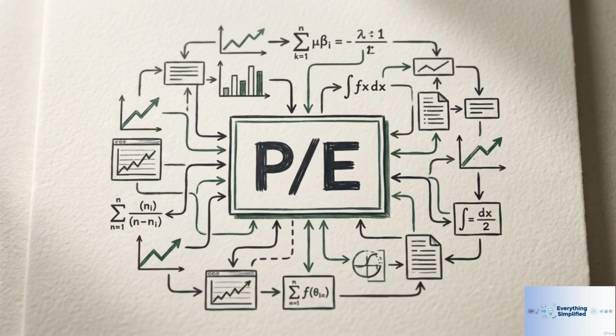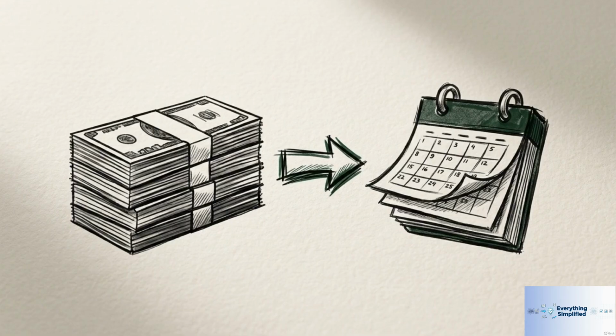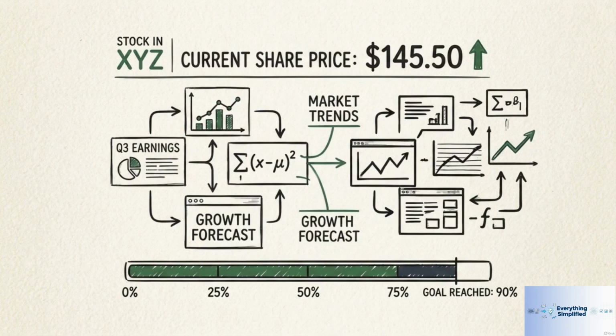Step 2 is relative valuation. We start with the price to earnings, or PE ratio. This infographic shows a college degree evaluation. If you pay $200,000 for an education that boosts your salary by $100,000 a year, you have a payback period of 2 years. A stock's PE ratio tells you exactly how many years it will take for the company to earn back its current share price.